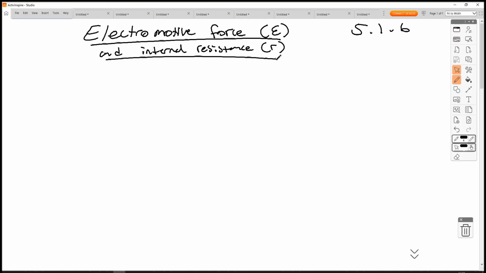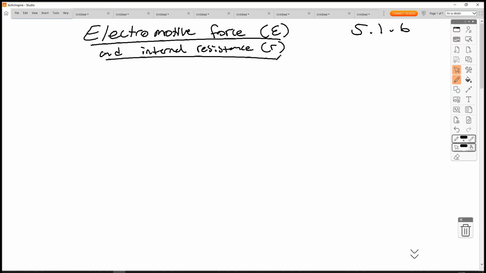But that basically means if we take the voltage of the resistor on the outside and we add that to the lost volts, then we have a total potential difference produced by the battery, and we call that the EMF of the battery, or the electromotive force of the battery, which is the total work done per unit charge.